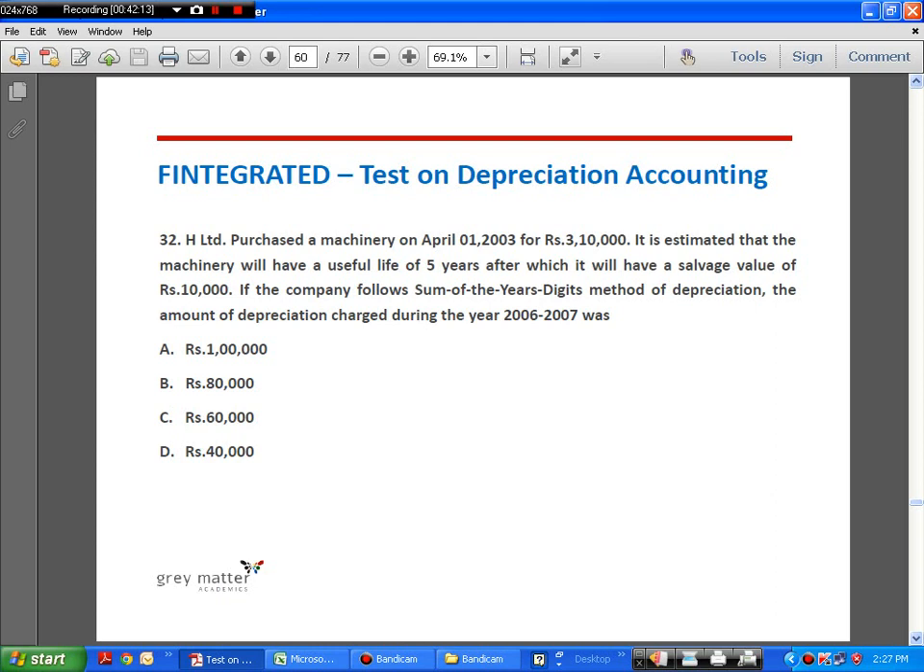Okay, so here 2006-2007 will be, it's purchased on April 1, 2003. So the first year ends on March 31, 2004. Then March 31, 2005, that's the second year. Third year will end on March 31, 2006, and the fourth year will end on March 31, 2007. We are required to calculate the depreciation using the sum of the years digits method for the fourth year, where the useful life is 5 years, which means the remaining useful life is 2 years.